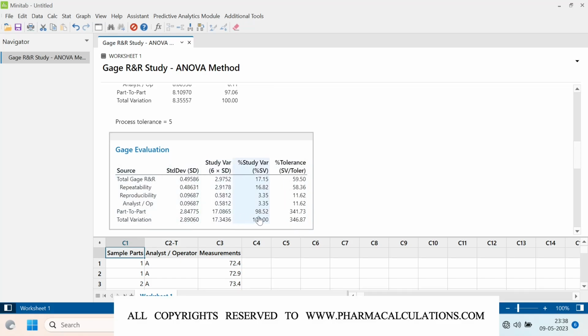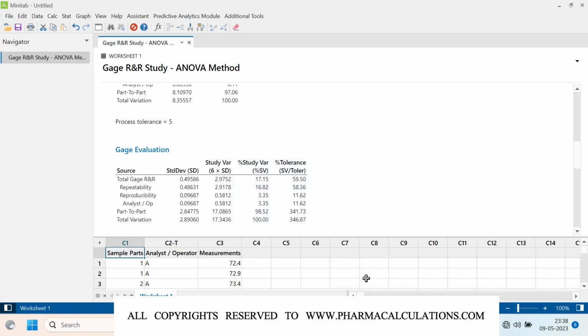So in this part to part, it's almost 98.52%. As it is almost 98.52%, we can say the majority of the variance is attributed by this part to part. That means there is a problem with the material when compared to the gauge. So the percentage variance in this gauge is only 17.15%.